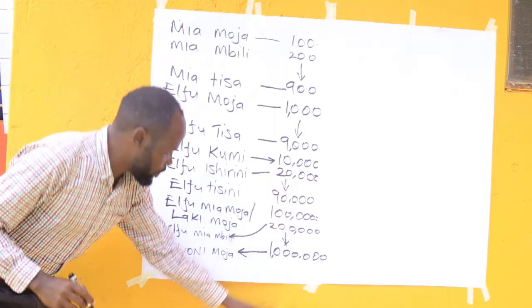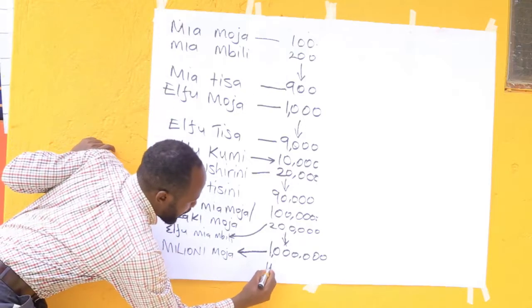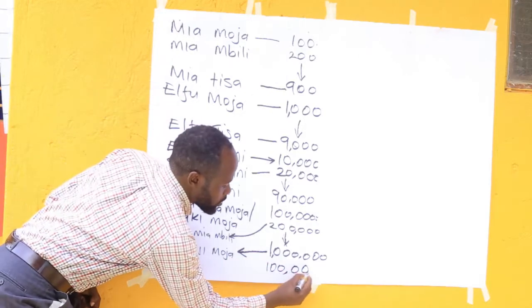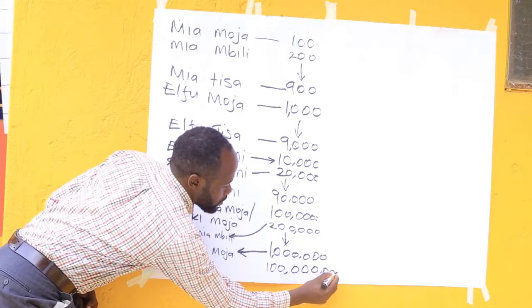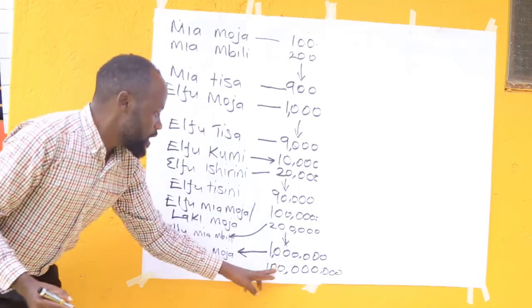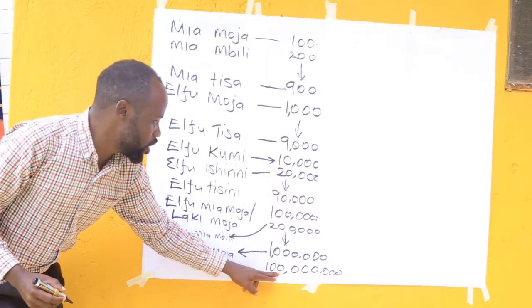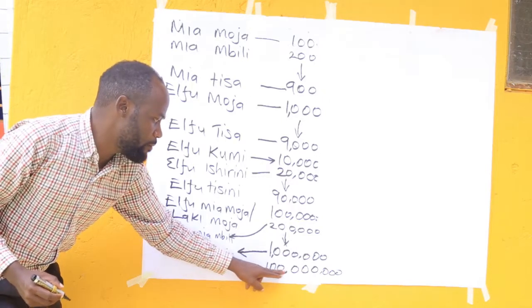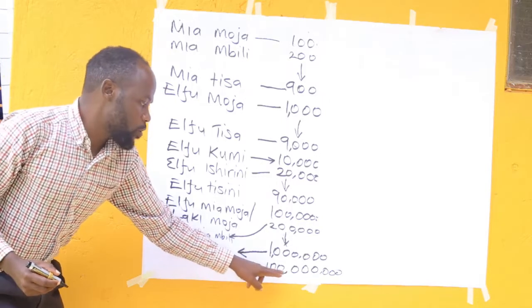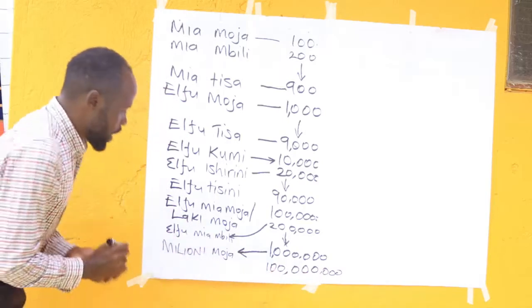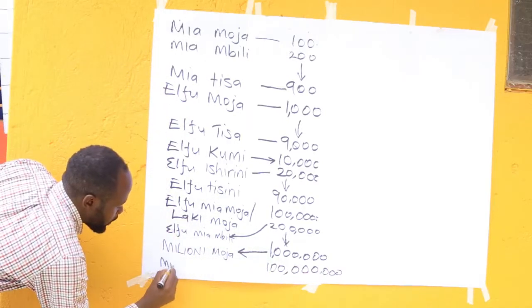For the rest of the figures, for example, if we have 100 with 6 zeros, we shall write it in words depending on the figure we have here. This is mia moja. We had already seen it, it is mia moja because of this one. So we shall say it is milioni mia moja.